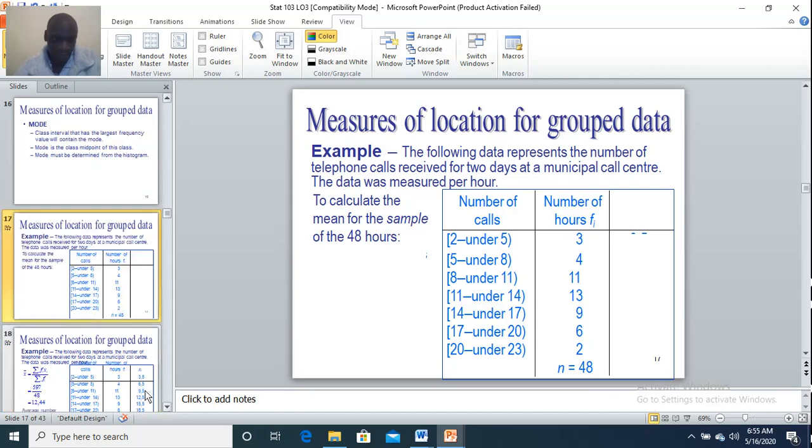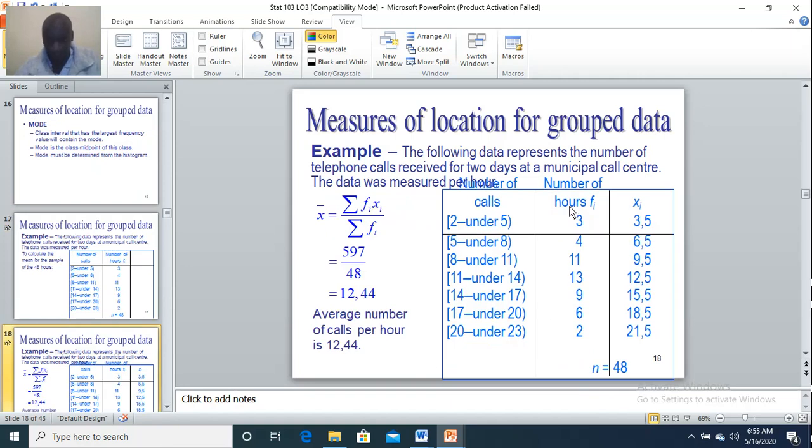So like you saw that we did the midpoints. 2 and 5, the midpoint was 3.5, the frequency was 3, so nothing has changed there. So for mean, when we are calculating mean, we need the midpoint of a grouped data. 2 plus 5 divided by 2 is 3.5, like that. So f is this f, x is this x, so it's f times x: 3 times 3.5, 4 times 6.5, 11 times 9.5, like that. Then we add them, then we divide by their number.